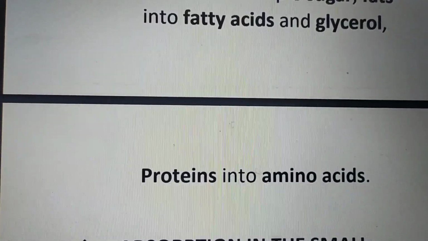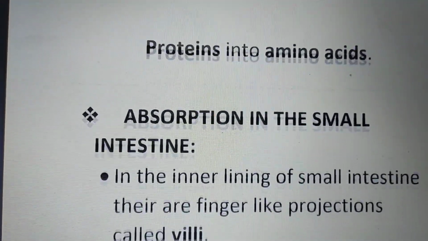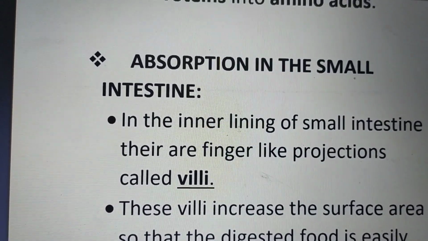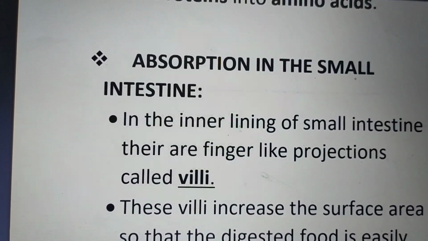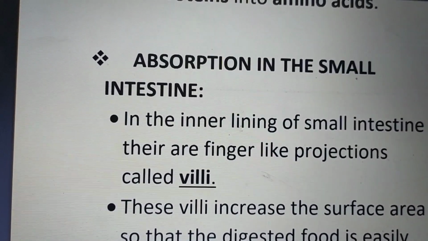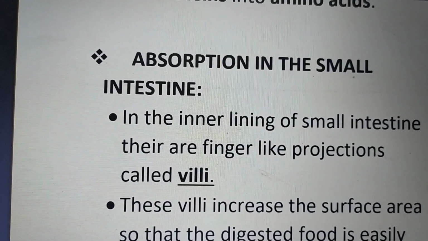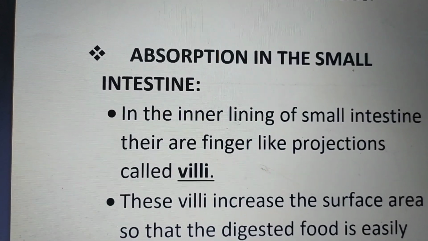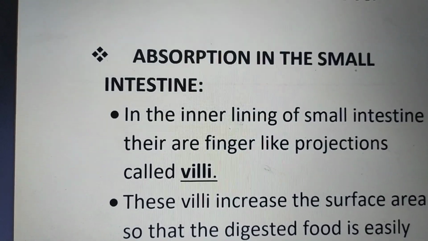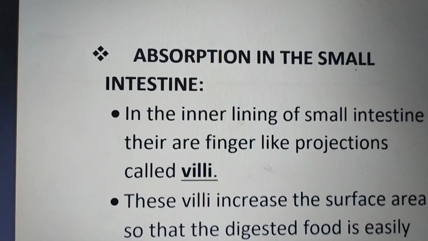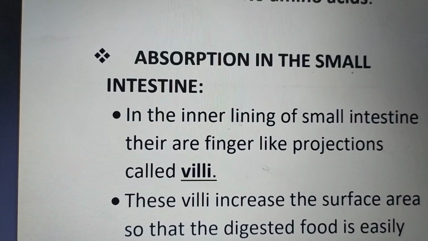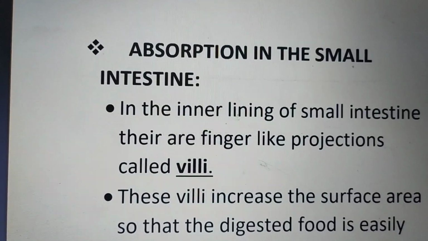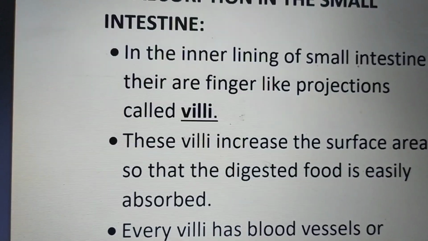Now the absorption of the food that is being eaten takes place in the small intestine only. Now we have discussed that the small intestine is actually very long, but it is arranged in coil form. In the inner lining of the small intestine, there are finger-like projections, and those finger-like projections are called villi. This villi helps to increase the surface area of the intestine, which helps to absorb more and more food. So this villi increases the surface area so that the digested food is easily absorbed.